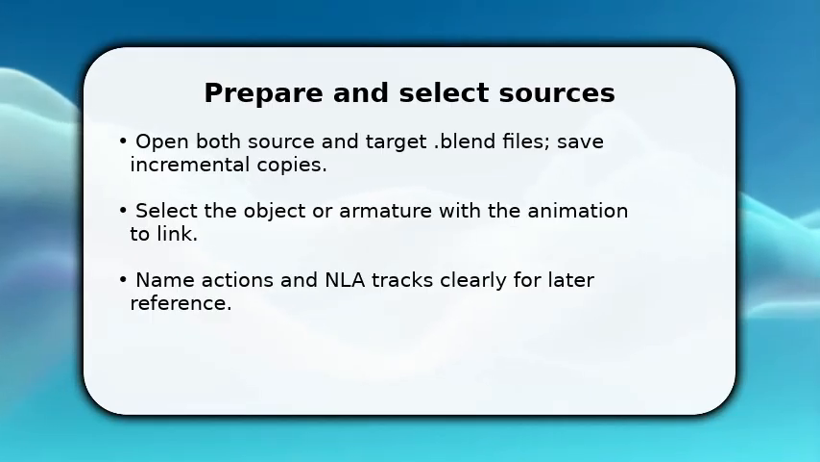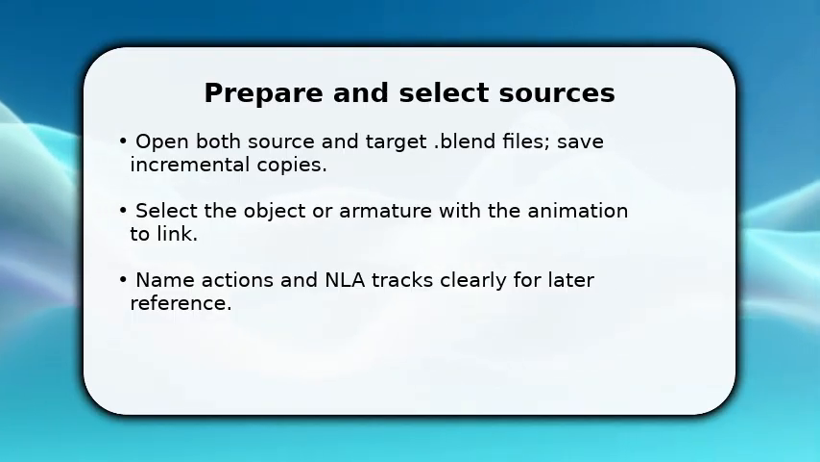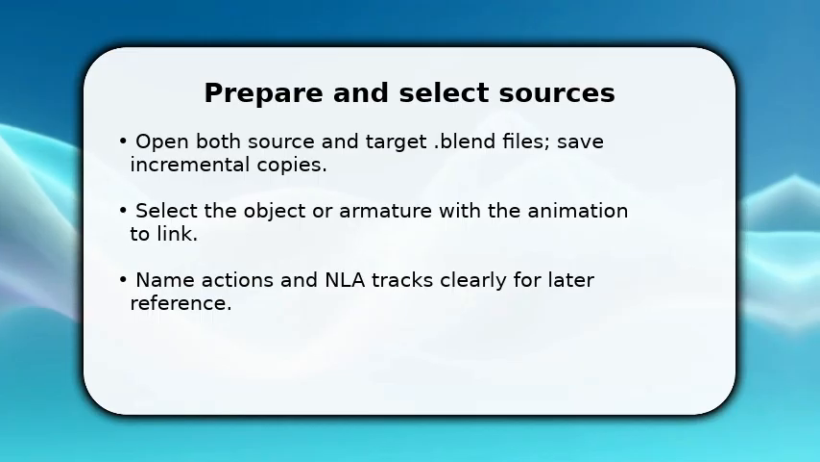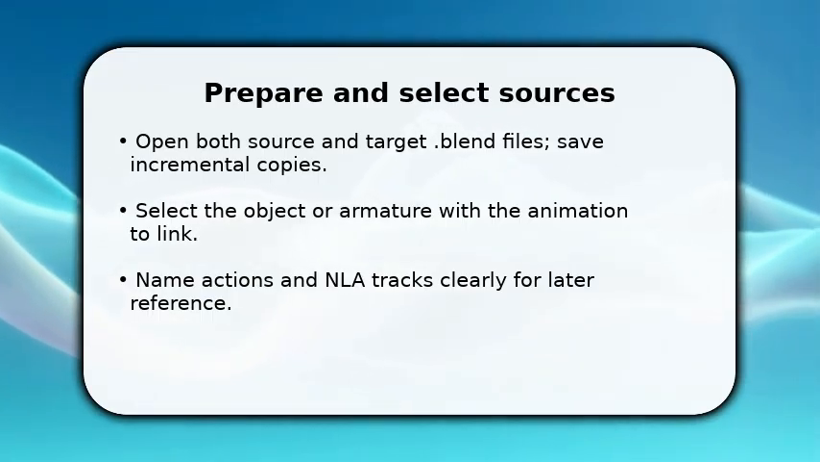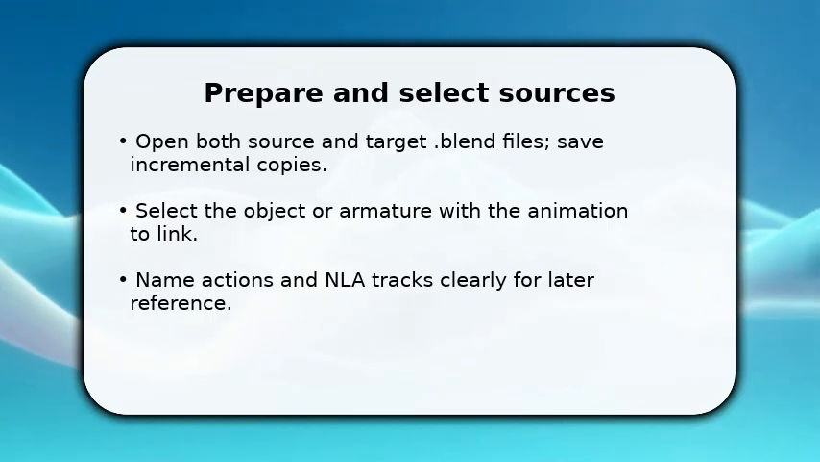You're starting with two saved .blend files, the source that contains the animation and the target where you need it. In the source, select the animated object or armature and confirm its actions are named clearly. This avoids collisions when linking.